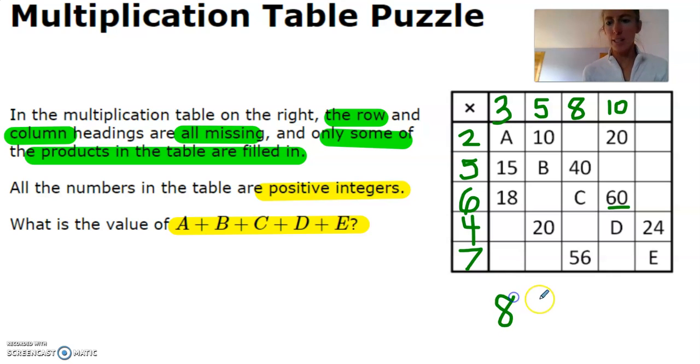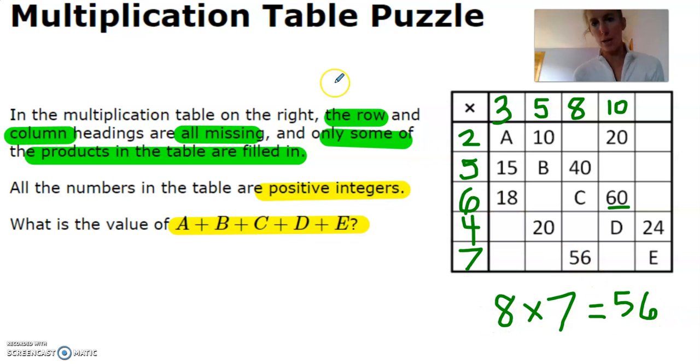And 8 times 7, that's a cool one to write if you write it from big factor to small factor. Big, 8, times small factor, 7, is 56. 8, 7, 5, 6. It's almost in order. Okay, anyway.